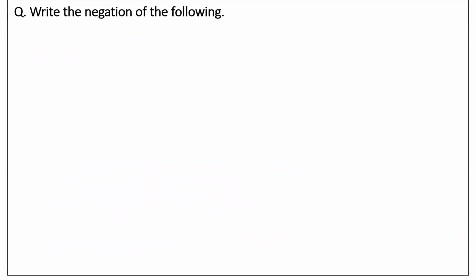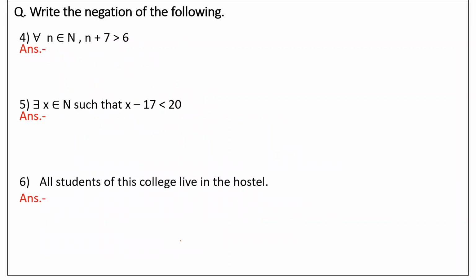Okay, next, write the negation of the following. These are the quantifiers and we have to write the negation of them. Directly, what will be its negation? As for all is used, we use there exists n belongs to N such that n plus 7 is greater than, so we write less than or equal to 6.